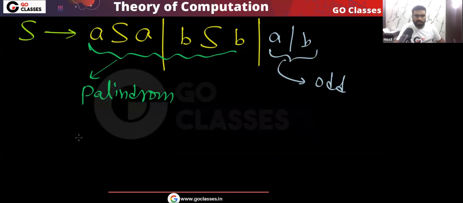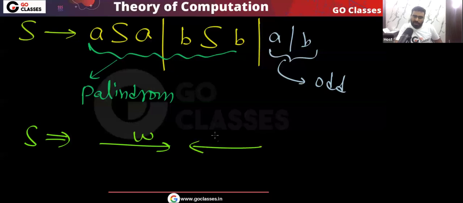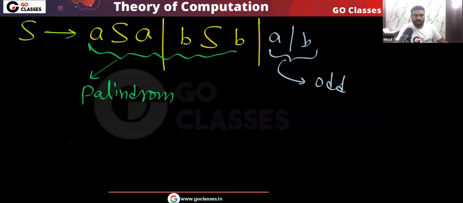But if this epsilon you replace with A, B, then they will give you odd palindrome. What is the idea? The idea is very simple. From this S you can generate W, then W reverse also, and in between there will be S. Now since I am already getting even palindrome and want odd palindrome, this S I can replace with A or B. So remember, this A, B is giving you odd palindrome. Finally, the conclusion is that if I put A, B, then I get odd palindrome, and if I put epsilon, then I get even palindrome.